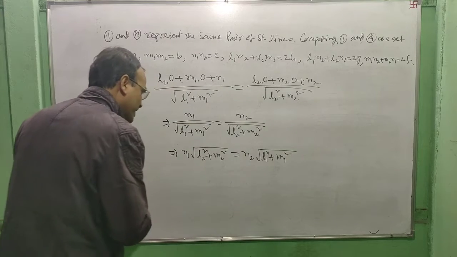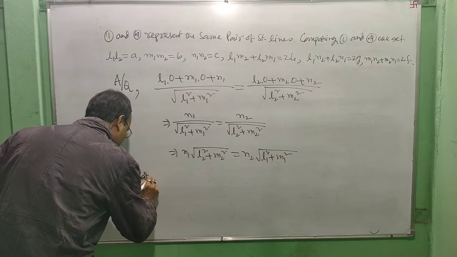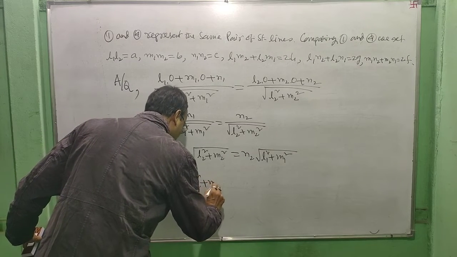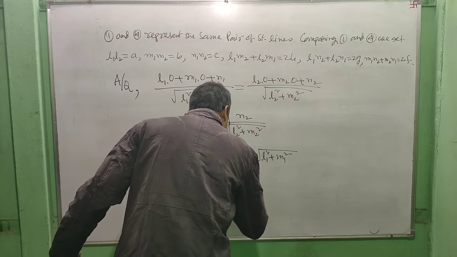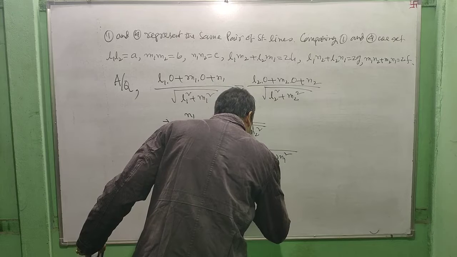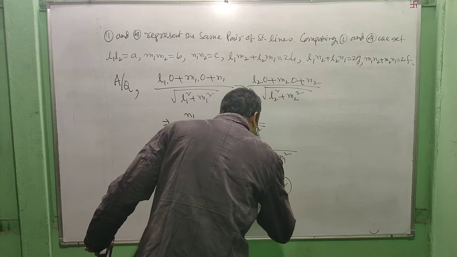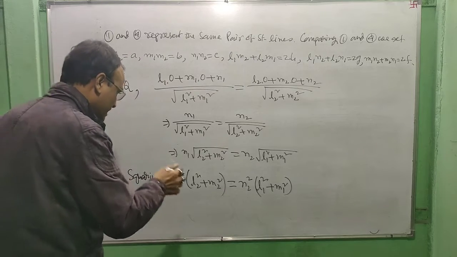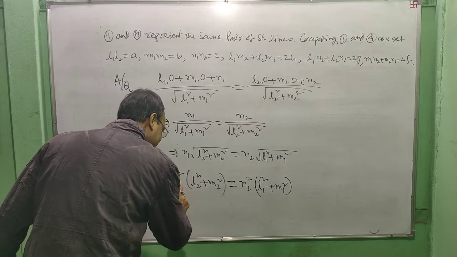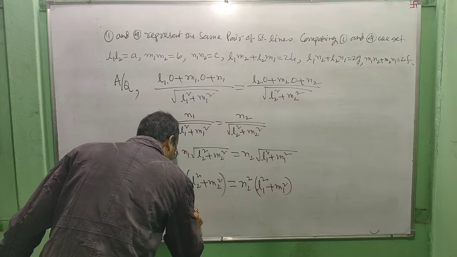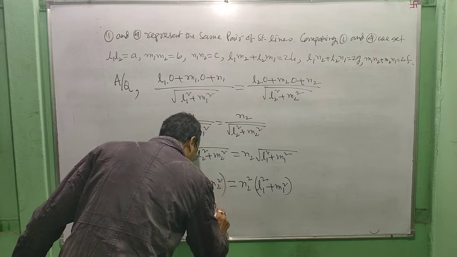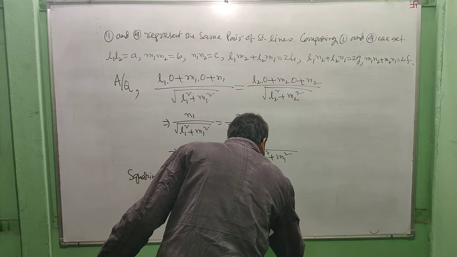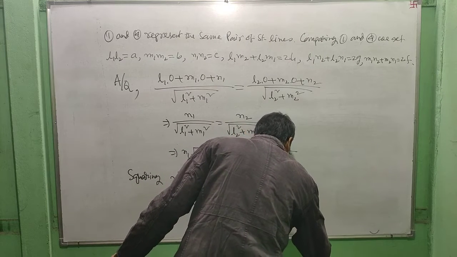Now square both sides. Squaring we get M1 square into L2 square plus M2 square is equal to M2 square into L1 square plus M1 square. You will get this. This means L2 square M1 square minus M2 square L1 square is equal to M1 square M2 square minus M2 square N1 square.